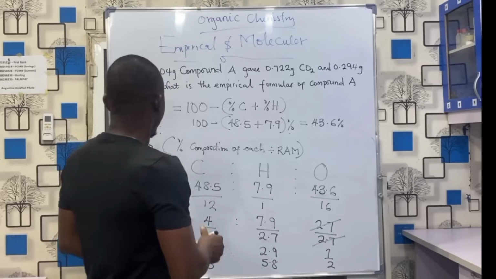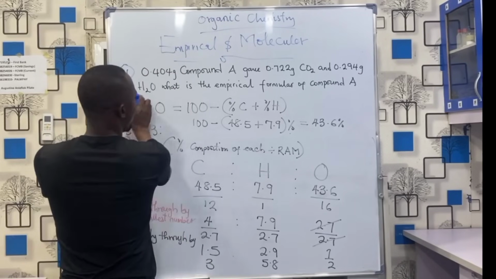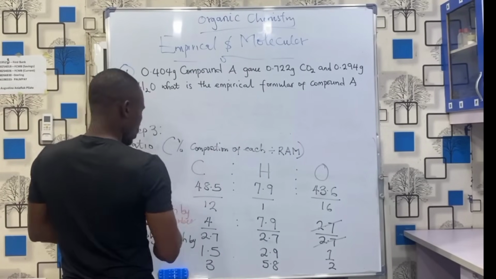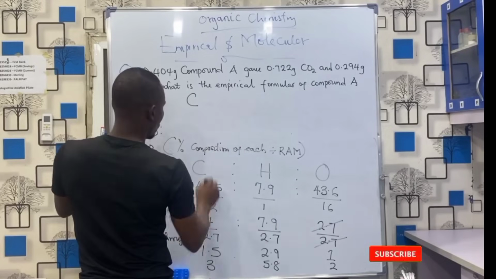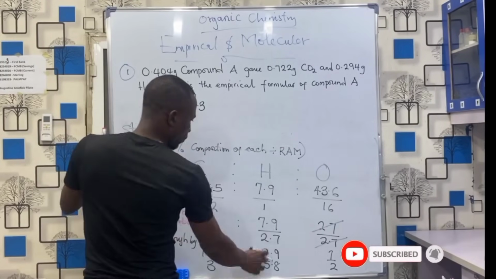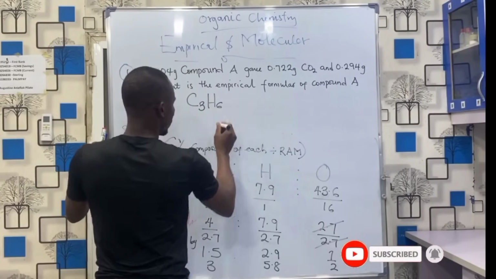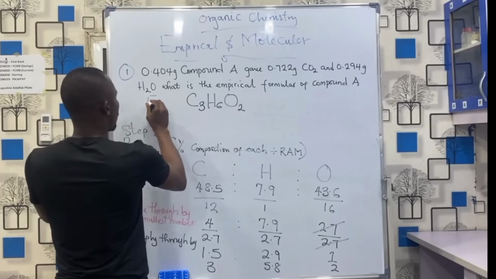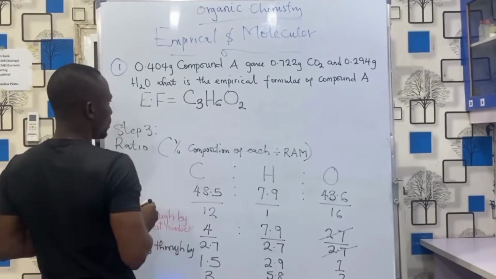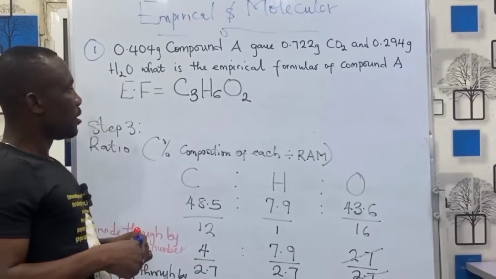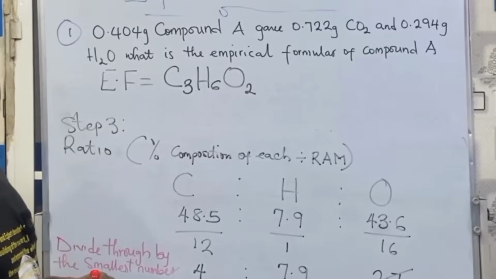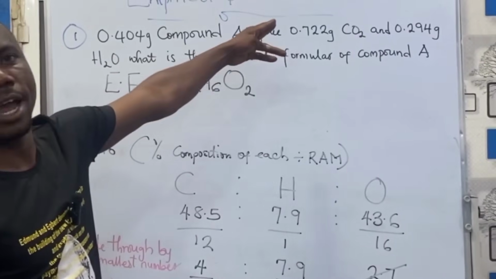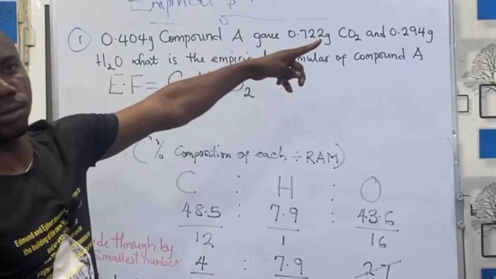And so our empirical formula for carbon is going to be 3. For hydrogen, it's going to be 6. And then for oxygen, it's going to be 2. And so our empirical formula is equal to C3H6O2. This is an organic compound that went through a combustion reaction to give us CO2 and water.